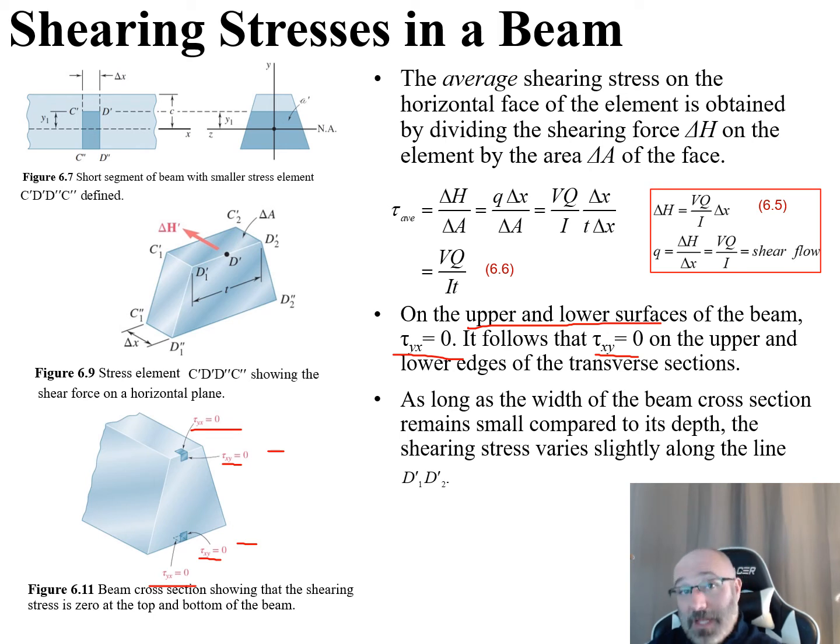Now, as long as the width of the beam cross-section remains small in comparison to its depth, the shearing stress varies only slightly along the line of D1 prime to D2 prime. So that's going along this line of D1 prime to D2 prime. It's not going to vary much along there as long as the beam cross-section remains small as compared to its actual depth.